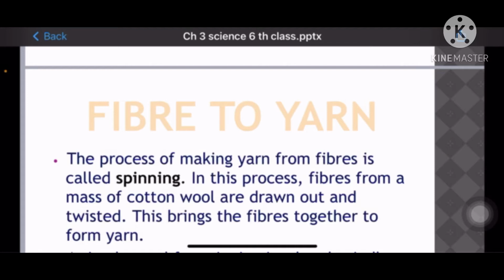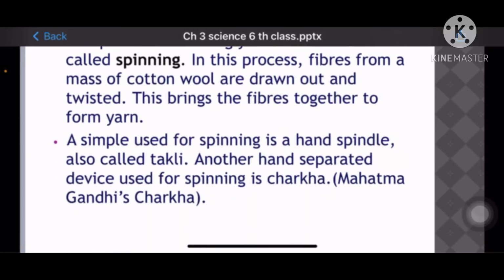The process of making the yarn from fiber is called spinning. In this process, fibers from a mass of cotton wool are drawn out and twisted. This brings the fiber together to form yarn. A simple device used for spinning is a hand spindle, also called takli. Another hand operated device used for spinning is charkha.